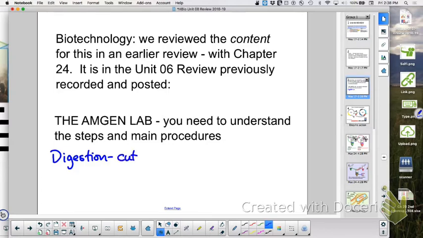You cut your plasmids. What did you use to cut your plasmids? Yes, restriction enzymes. You want to remember that restriction enzymes cut at a specific series of bases called a recognition sequence and create, if they're helpful to us in genetic engineering, they would make what? Sticky ends. Good, so we can mix and match our DNA. What was our next step?